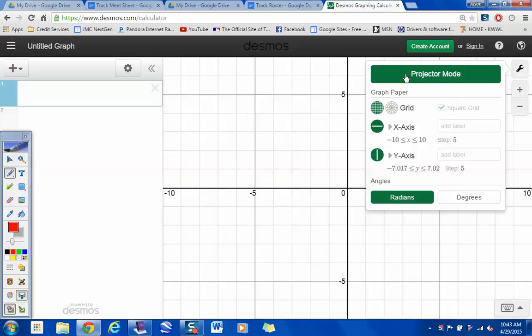Okay? Projector mode too. Are we good here? Number 1 and 2. Okay. So make sure you're in radians up there. So let's get rolling on the notes here.